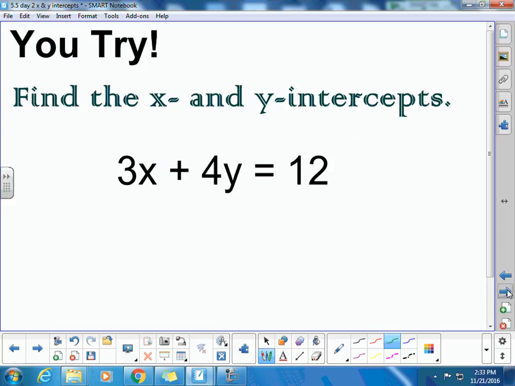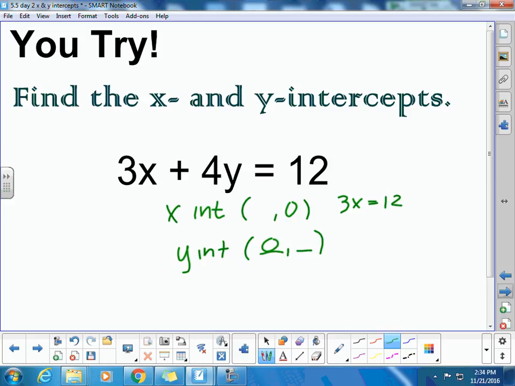You put me on pause and you try this one. So again, if I put in 0 for y, I would get 3x equals 12 and x is 4. If I put in 0 for x, I get 4y equals 12 and y is 3. So there's my x and y intercepts.